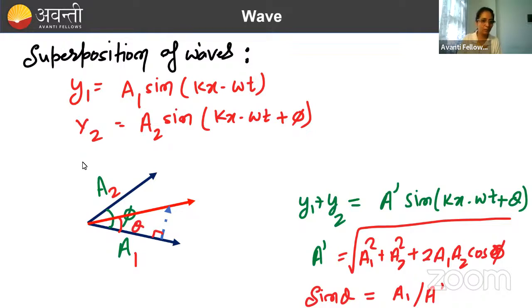Theta we can calculate ना. यहाँ पे आप perpendicular draw कर दो. So sin theta will be equal to a1 by a dash, है ना? So sin theta also you can calculate. So theta यहाँ रख सकते हो. Overall you can write the equation again for y1 and y2.